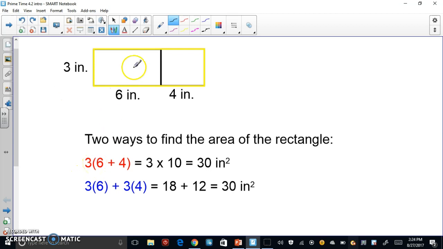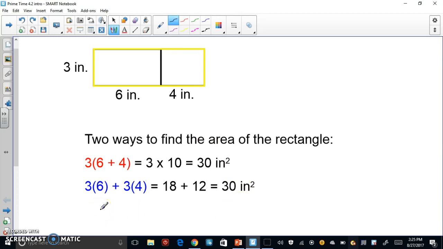Some of you said, well, I can find the area of this first one over here on the left, and then I can find the area of the one on the right and add them together. Well, that also works, and you end up getting the same answer. 3 times 6, because we're doing length times width, or width times length. 3 times 6 is 18. And over here, most of you recognized that if this width is 3, then the width on this side is also 3. So we did 3 times 4 or 4 times 3 and got 12. So when you add the area of this rectangle, which was 18, and the area of this rectangle, which was 12, you still get 30 square inches.